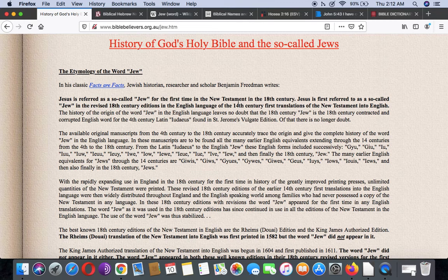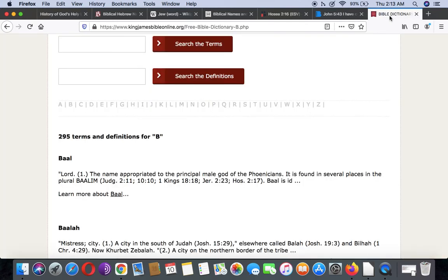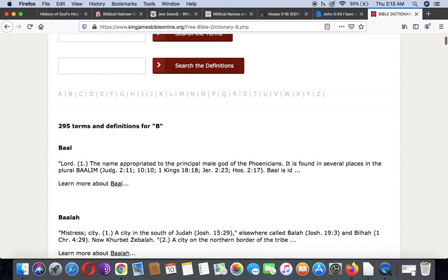And if you look here, you can see where Jesus was first referred to as a so-called Jew in the New Testament was in the 18th century. That was the first time. So even in the old King James Bible, which is the 1611, and you can actually pull that up. If you go to this King James website here, you can pull it up. And if you want to see the cross-reference, you can see the Baal here and all that for Lord. You can see the cross-reference to back up the other website I was on.